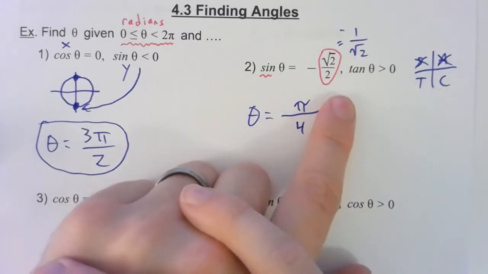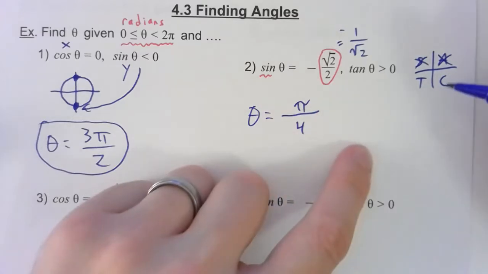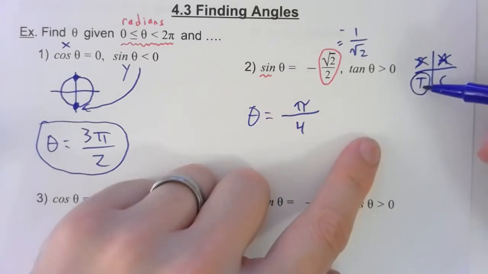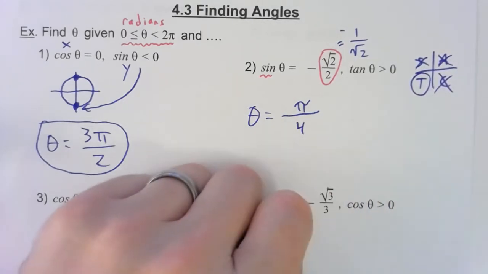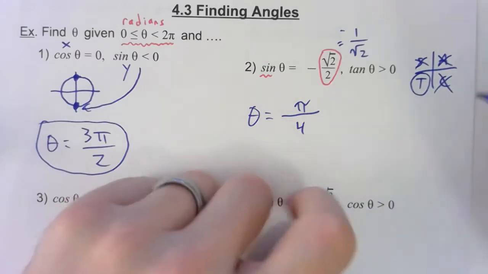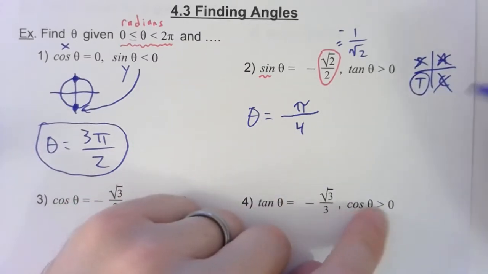Well, then it tells us that tangent is positive. Okay, well, that's got to be the third quadrant then. T stands for tangent, it's positive in the third quadrant. In the fourth quadrant, tangent would be negative because only cosine is positive. Okay, all right, so now we know we're looking for an angle in the third quadrant.